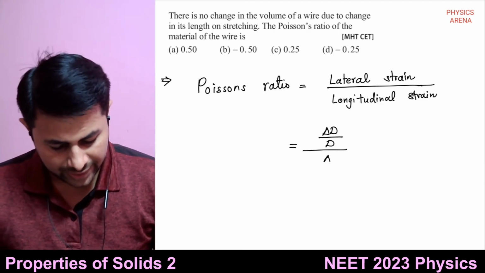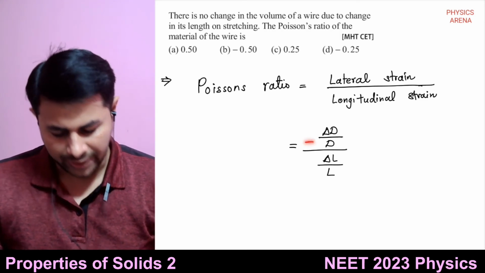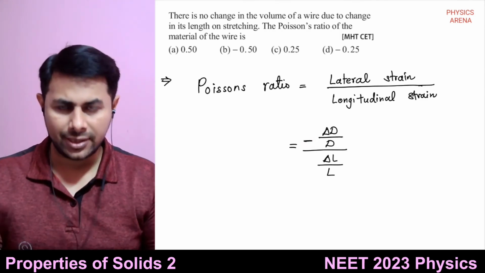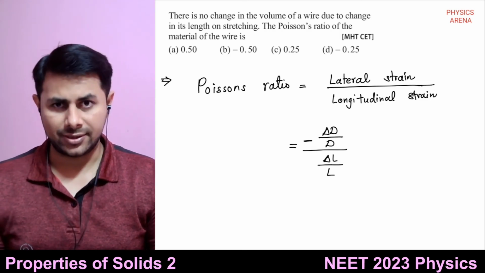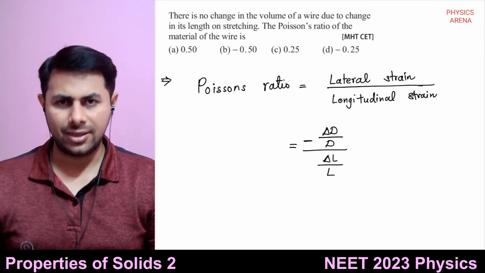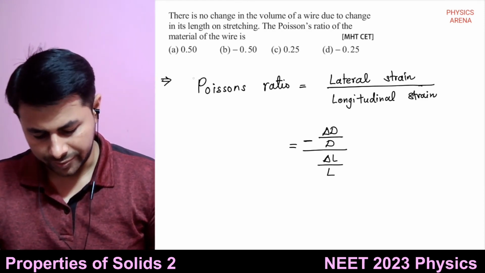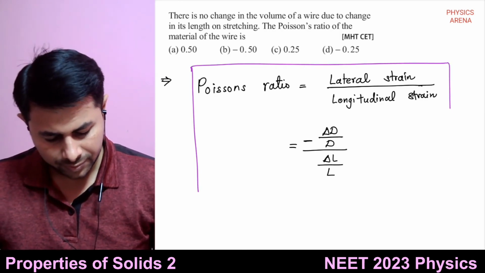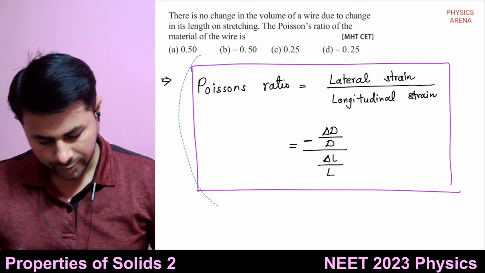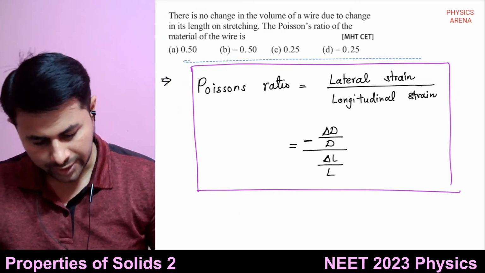Okay, so delta L divided by L, but it will be with negative sign. Why would there be a negative sign? Because when the length increases, diameter decreases, right? Length increases, diameter decreases. Okay, so this is Poisson's ratio. So this very short topic was left.